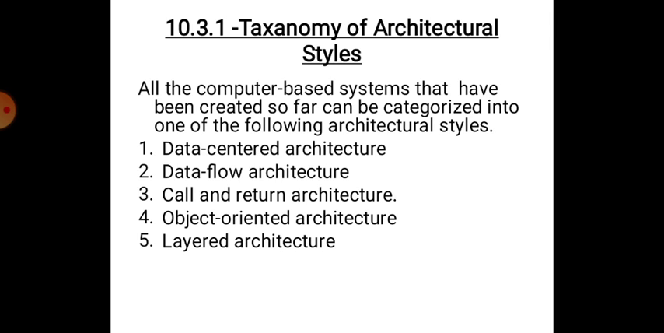Taxonomy means various categories or classification of the architectural styles. All the computer-based systems that have been created so far can be categorized into one of the following architectural styles. So there are 5 architectural styles. Those are: first, data centered architecture; second, data flow architecture; third, call and return architecture; fourth, object oriented architecture; and fifth, layered architecture. Students, now we shall see the diagram of all of these architectures.